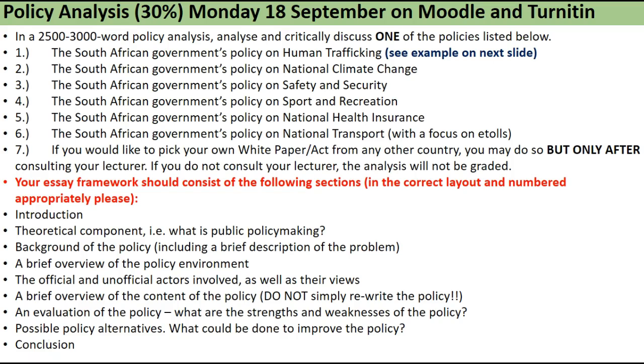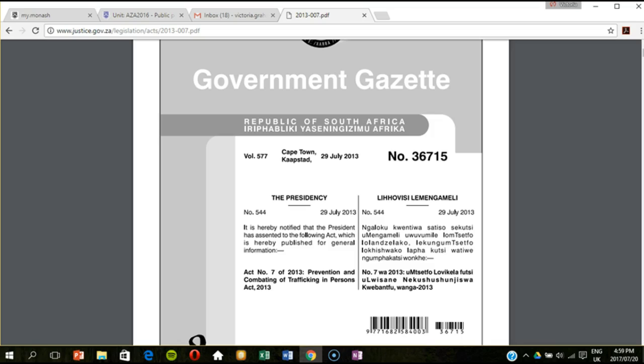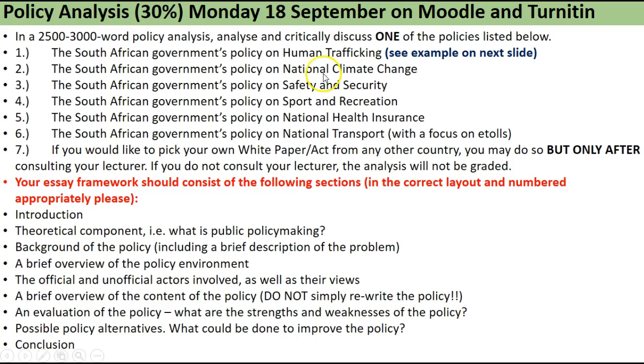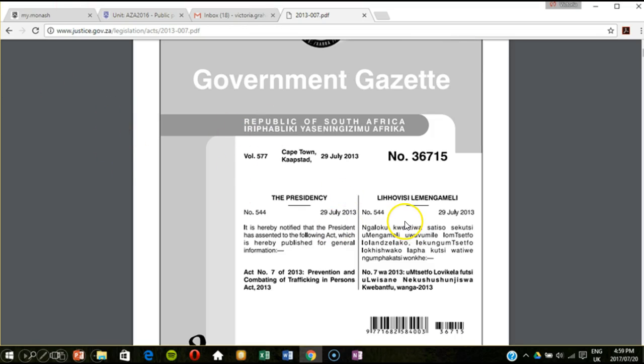Okay, I'm going to go to the next slide so you can see what I'm talking about for a second. This is just a screenshot that I put up for you of the Prevention and Combating of Trafficking in Persons Act in South Africa. It's Act number 7 of 2013. This is what I'm talking about. When you're analyzing the policy, you're going to want to find the white paper, the act, the actual act itself, because you're going to need it to be able to analyze the policy. This is an example of what one looks like. Okay, so if I go back, this one here, the policy on human trafficking, that's this here. All right. So that's an example.